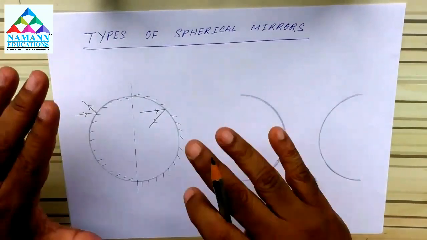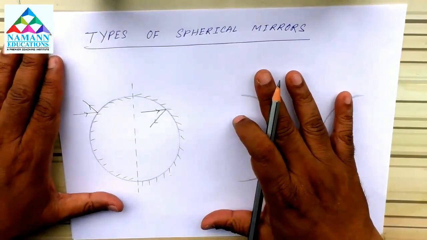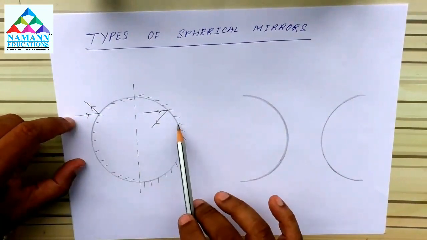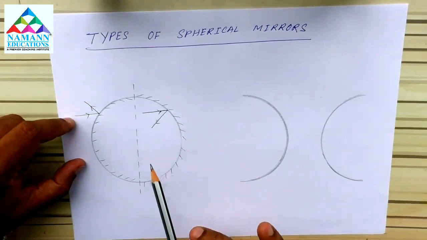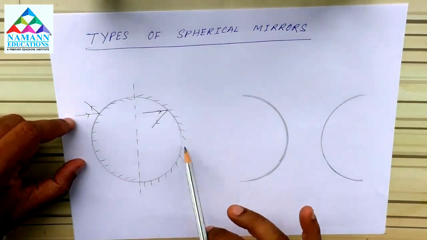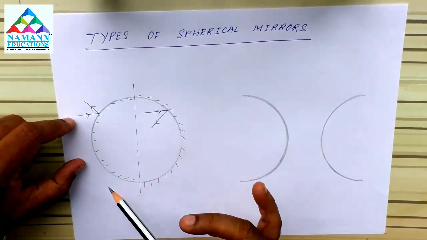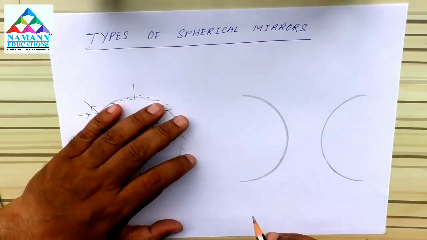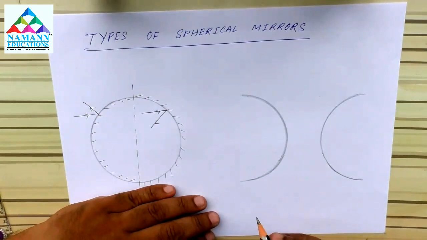So if I ask you what is a spherical mirror, spherical mirrors are those mirrors which are the part of a hollow sphere made up of glass and polished from one side. There are two types of spherical mirror. One is called concave mirror and the other one is convex mirror.